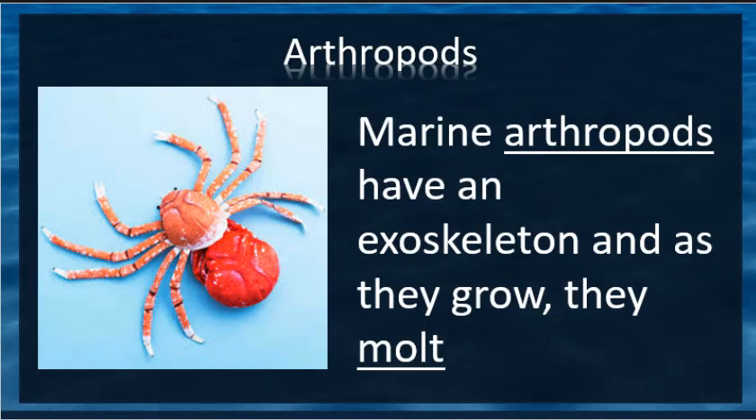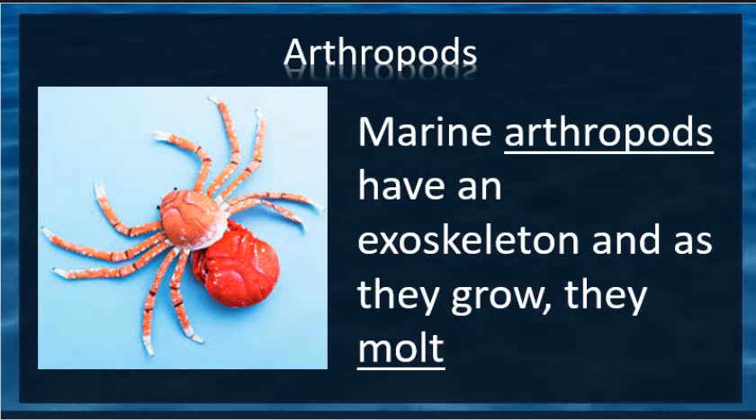All right, arthropods. Marine arthropods have an exoskeleton. As they grow, they molt. The exoskeleton, the hard covering on the outside of them, cannot grow. So they have to pop out of it. This red thing here is the new crab crawling backward out of the old crab. And then their new skeleton will harden. Insects do the same thing.